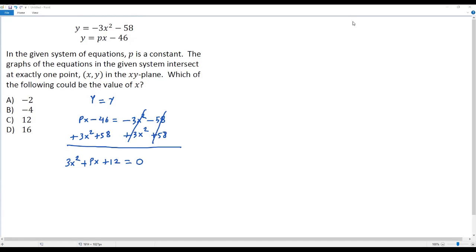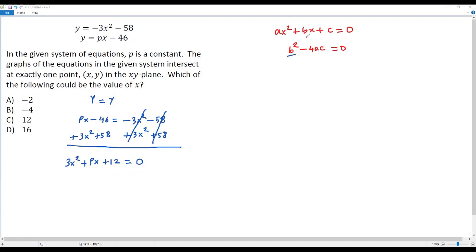Now let me consider a quadratic equation in standard form, that is ax squared plus bx plus c equals 0. The maximum number of solutions we can have for a quadratic equation is 2, because the degree is 2. Sometimes we'll be getting only one solution for a quadratic equation. Sometimes we'll be getting no solution. When we have a quadratic equation in the form ax squared plus bx plus c equals 0, and the quadratic equation has only one solution, then the value of the discriminant b squared minus 4ac will be equal to 0. Since this quadratic equation has only one solution, the value of the discriminant b squared minus 4ac for this quadratic equation will be 0.